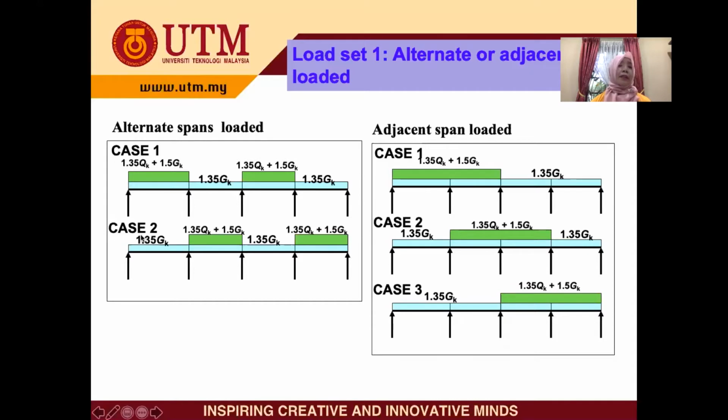And then for case 2, we repeat the same as case 1, but this one starts with the minimum load 1.35 GK, and then maximum load, minimum and maximum. So this is alternate span loaded. The other one is adjacent span loaded.